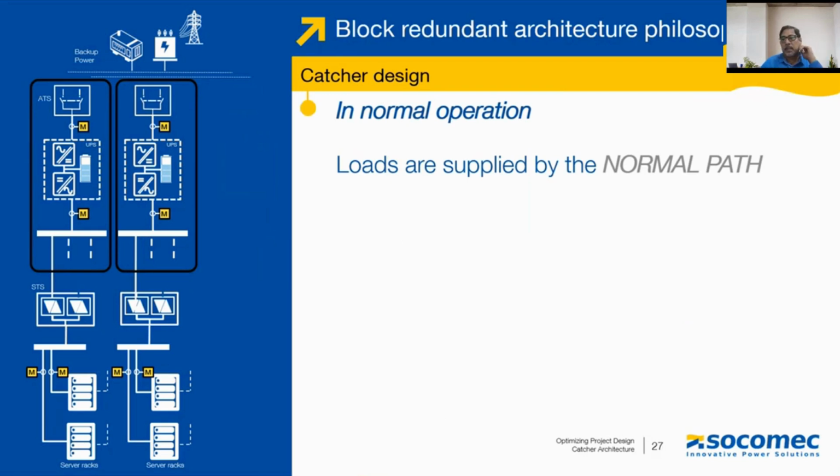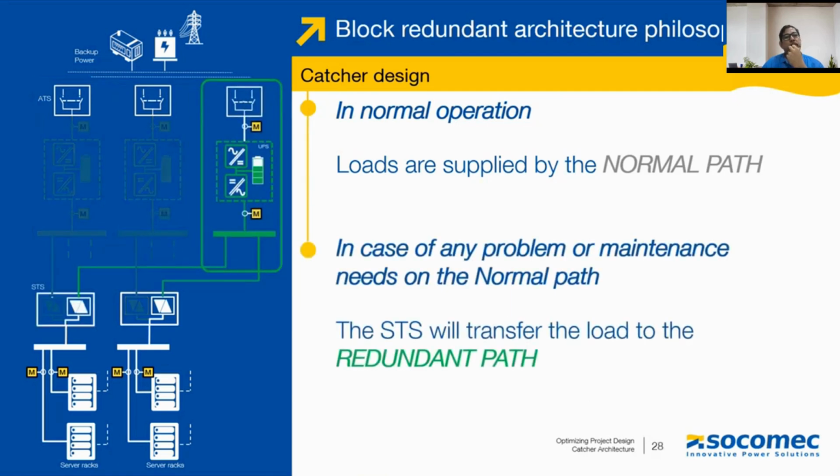Which we call a normal path. So any maintainability or service issues on the main UPS systems, the catcher is brought into the picture, and the STS will transfer the load to the catcher as a redundant path. This is the normal operation of a catcher, right?